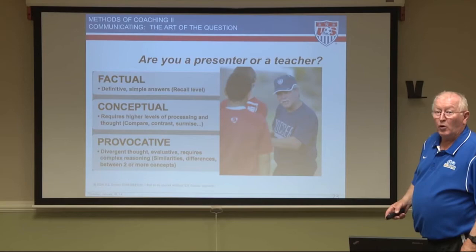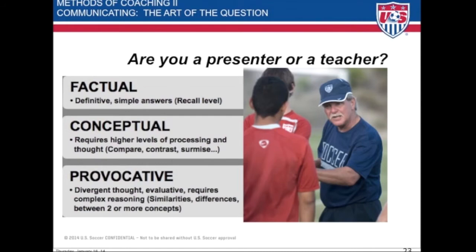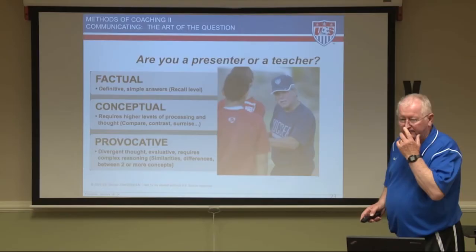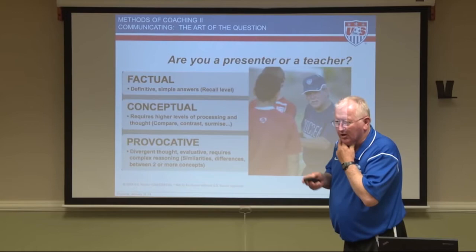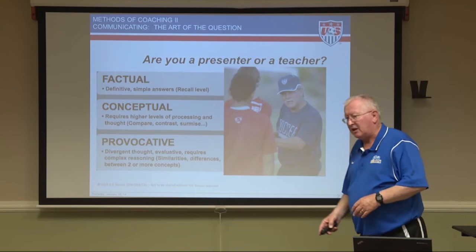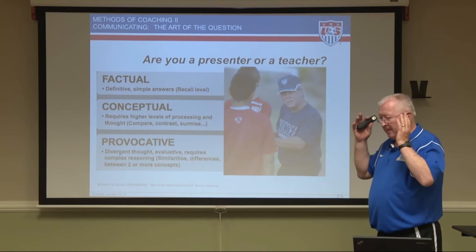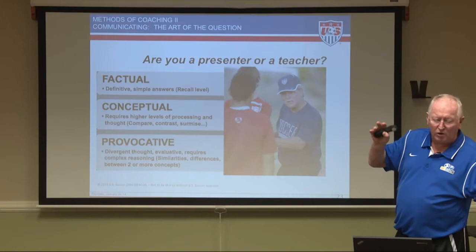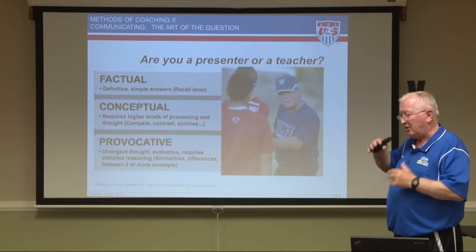And for sure, the last one, the most in-depth question, similarities, differences between two or more concepts. So it's divergent thought, evaluative, requires complex reasoning. Now the 9 to 12 are going through what time? Puberty. And that's a great time, but it's kind of tumultuous. It's like an ocean on a stormy day. Things are going well, things are going bad, but also they're going through this wonderful ability that they prior weren't able to have, this conception of space and time. They're beginning to see that space and time are interrelated.